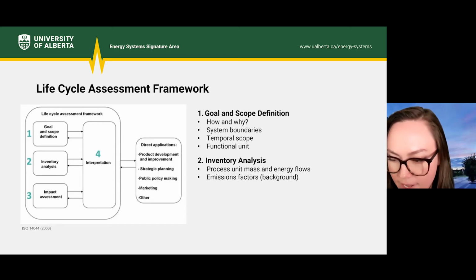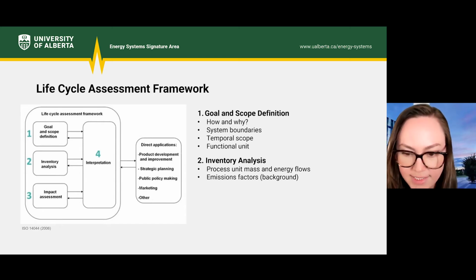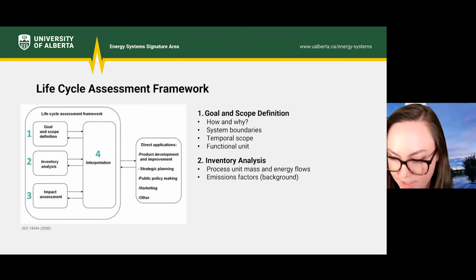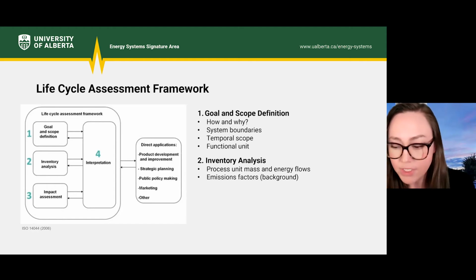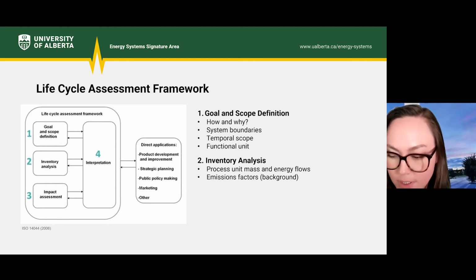After goal and scope is the inventory analysis. This is where you would go out and actually collect the data about each different operation within your system to get the process unit mass and energy flows. You would use that to build out your system. And then you would start modeling the inputs and outputs from the system by multiplying those energy flows by emissions factors, so things like the carbon intensity of the electricity supply.